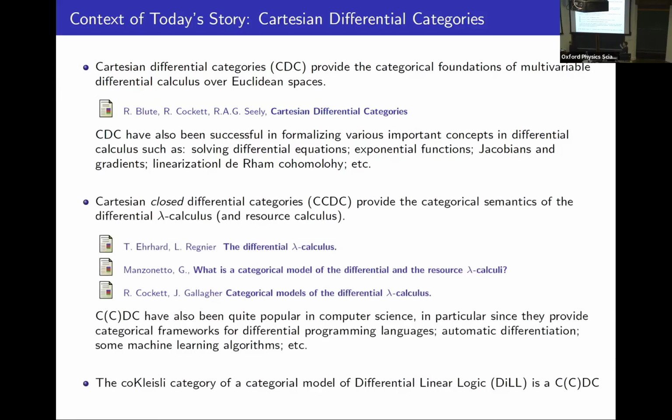And then Cartesian closed differential categories provide the categorical semantics of the differential lambda calculus, as well as the resource calculus, if you know what that is. And Cartesian closed differential categories have been quite popular in computer science. In particular, they've seen a rise in popularity because they provide the categorical framework for differential programming languages and some automatic differentiation algorithms. And for those of you that do linear logic, the connection here is that the coKleisli category of a categorical model of differential linear logic is a Cartesian closed differential category.